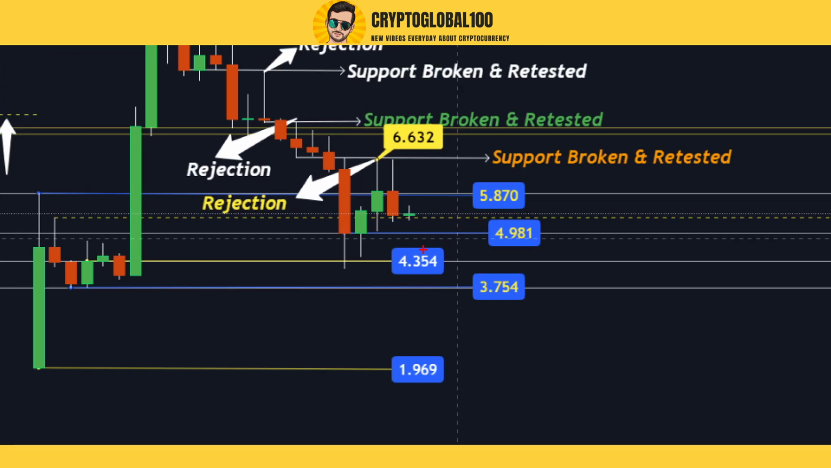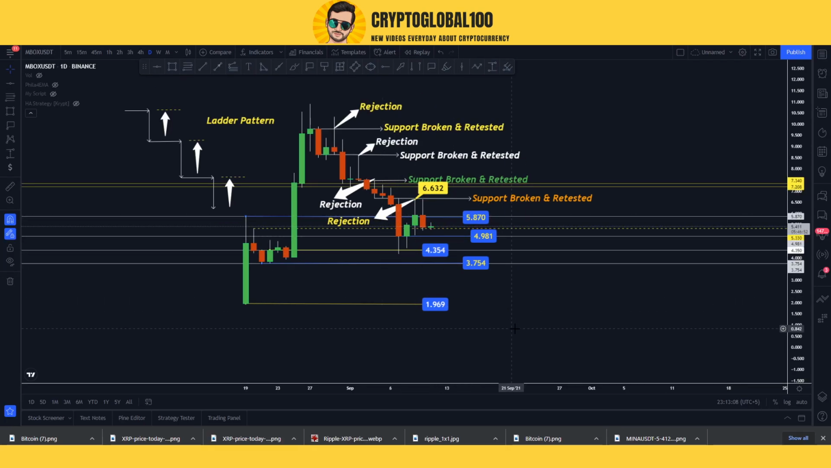So right now I would suggest you place your buy orders at 4.354. For the price to stay bullish and move up, it needs to break the previous swing high, the previous resistance at 6.632. Otherwise the price is gonna consolidate in this zone. After the consolidation and ranging, the volume of the candle is gonna decide whether to move up or down, so keep an eye on these things. I have mentioned everything here. Now you can place your trades accordingly.